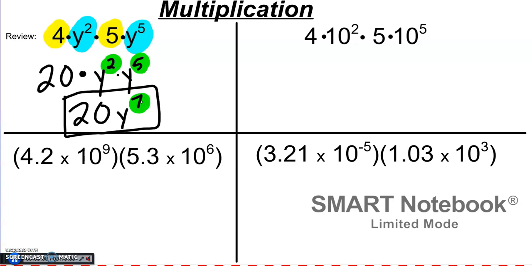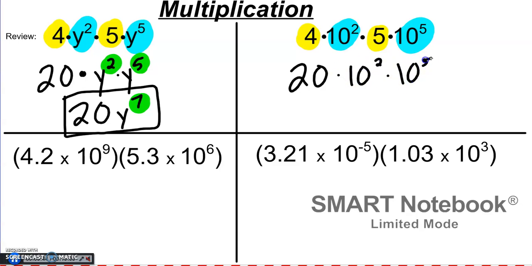On the right-hand side, we have 4 times 10 squared times 5 times 10 to the 5th. Well, it's a very similar setup here. We're in scientific notation, it's just we don't have the parentheses, right? We have these 4 times 5, which is just like we did before, and then we have 10 squared and 10 to the 5th. Notice the 10 has exponents, so we're going to be using our exponent properties here. So let's simplify. 4 times 5 is going to be 20. We're going to rewrite it as times 10 squared times 10 to the 5th.